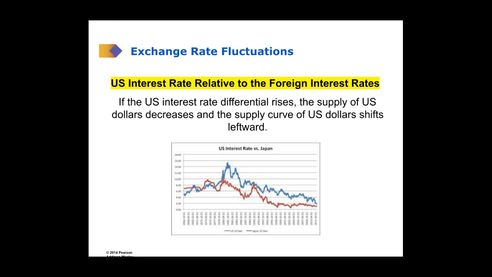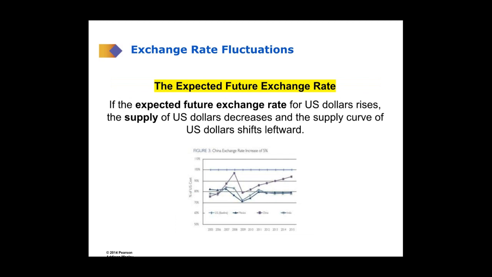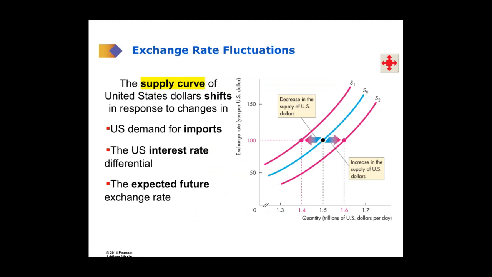And in that process, they're going to supply more of the U.S. currency as a result. And the same is true if they're expecting the U.S. dollar to depreciate. They're going to supply more dollars now with an effort to try to make a profit in the future after the depreciation happens. So any one of these changes can result in an increase in supply, a shift of the whole curve to the right, or a decrease in supply, a shift of the whole curve to the left.